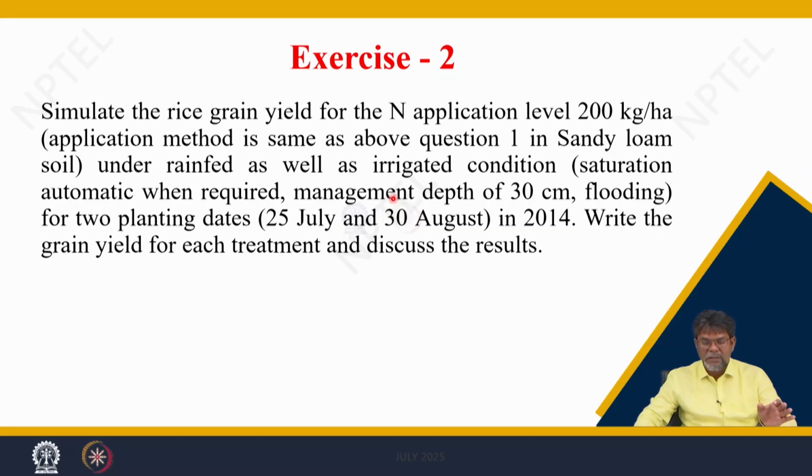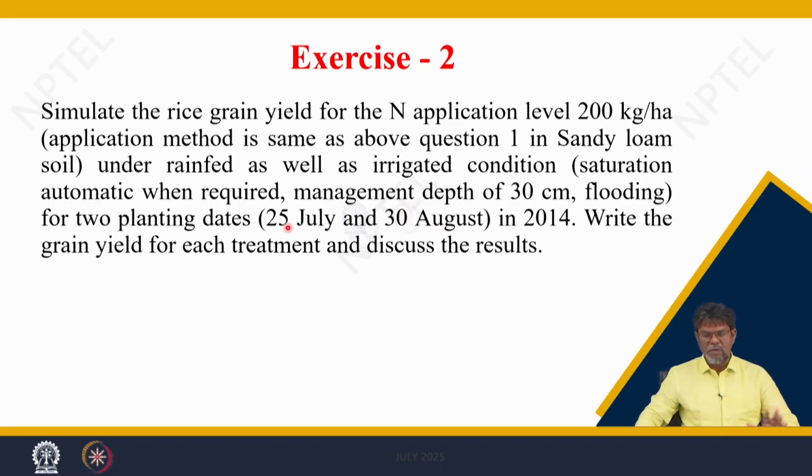Irrigation means a different depth of irrigation maintained at different growth stages, specific growth stages, fixed irrigations, for which you can use the irrigation management file. Or if you want automated irrigation, whenever the soil moisture level goes below a certain threshold level, irrigation starts up to saturation. The irrigation is given to maintain the soil moisture up to saturation, and the depth is maintained around 30 centimeter through flood irrigation. And here there are 2 irrigation levels, and the planting times are 25 July and 30 August.